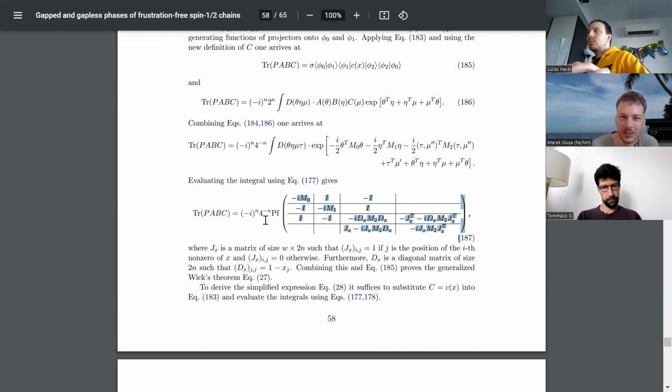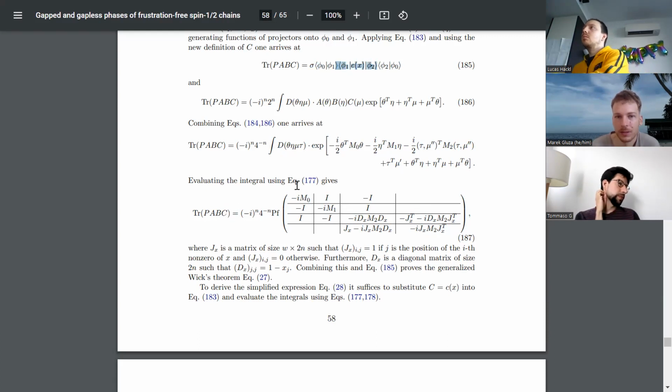So that's this generalized Wick's theorem, which means that we have this trace PABC, which is the sequence of fidelities for the reference phase and the actual expression here, which they arrive at with this big matrix. And that's all that you need. Basically, what you need to know is that C of x is encoded into dx and jx.